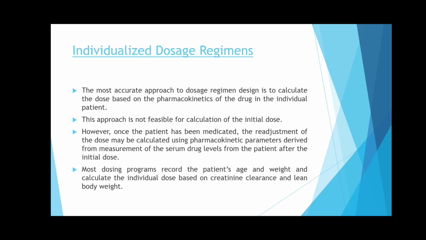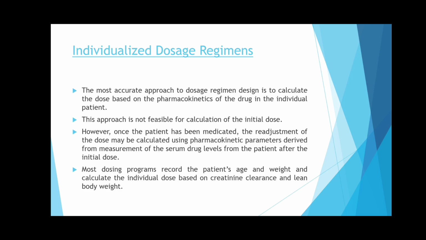Next, we'll talk about the individualized dosage regimen. When we are checking an individual person for setting a dosage regimen, we are not comparing a population, just an individual person. We are giving the drug and checking the pharmacokinetic and pharmacodynamic parameters, and then we are setting the dosage regimen. This is known as the individualized dosage regimen.